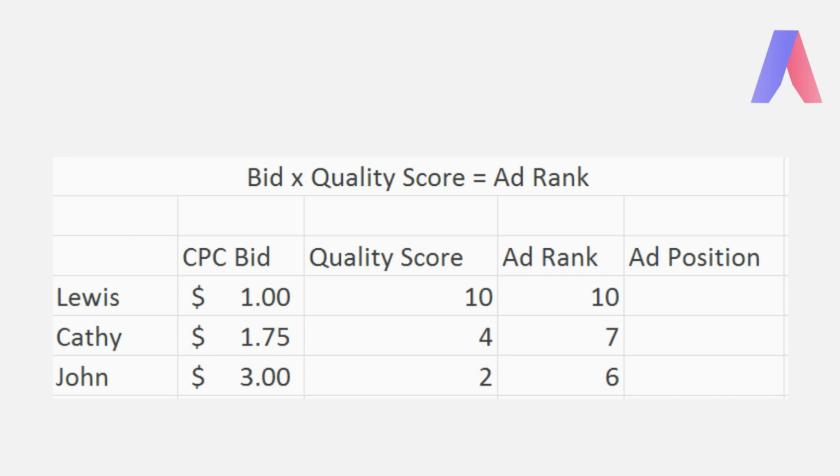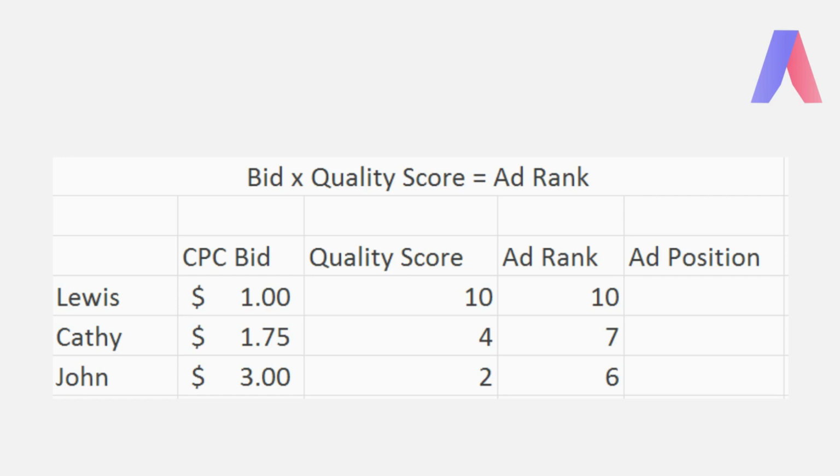Now Lewis has a 10 quality score. He's rocking it out on quality score, so his click-through rate is really singing. He's completely relevant, doing really well. Kathy, on the other hand, is only a 4, which is a little below average, I would say, and John is really tanking. Now, you would think that because John is bidding $3 he would be above Lewis, because Google wants to take that money, right? Well, that's not the case.